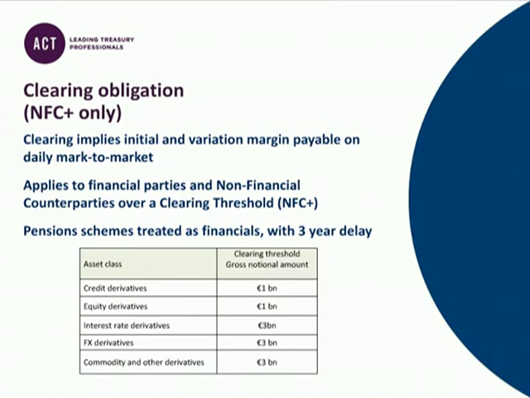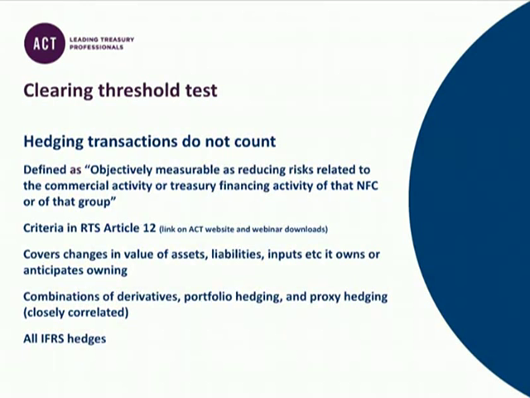So we've got, on things like interest rate derivatives, you can run up to 3 billion notional amount before you cross the threshold. In terms of that threshold level, the good news is that in accumulating the deals you've got, hedging transactions don't count. And hedging is defined as objectively measurable as reducing risks related to the commercial activity or treasury financing activity of that company or your group.